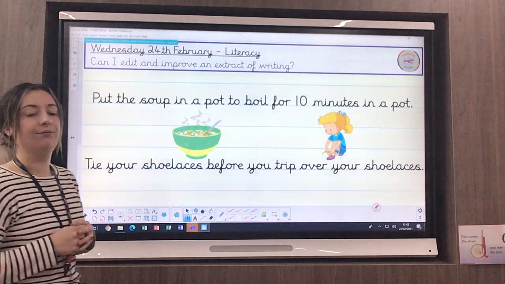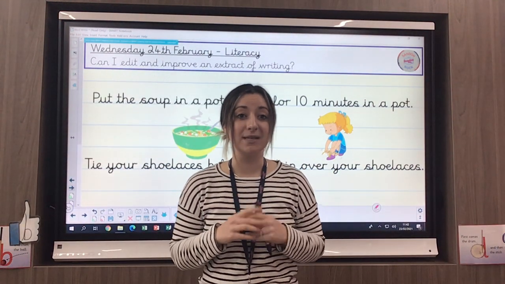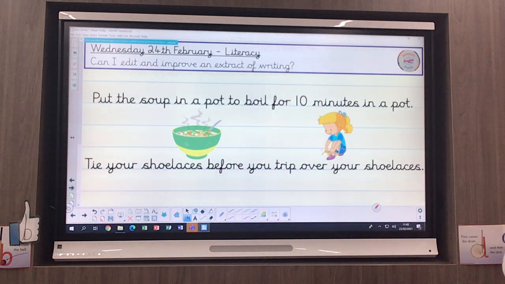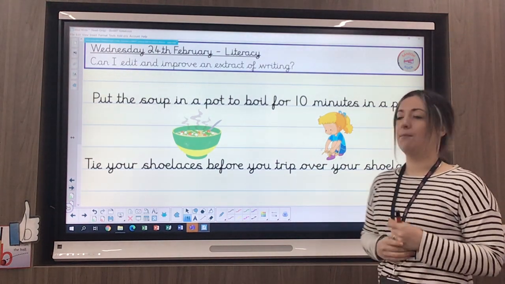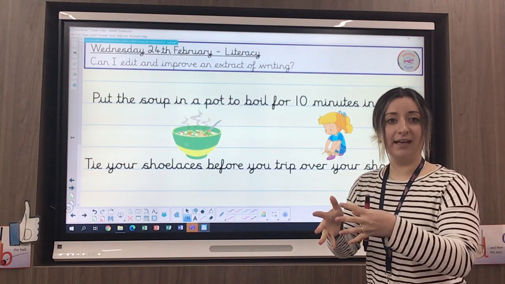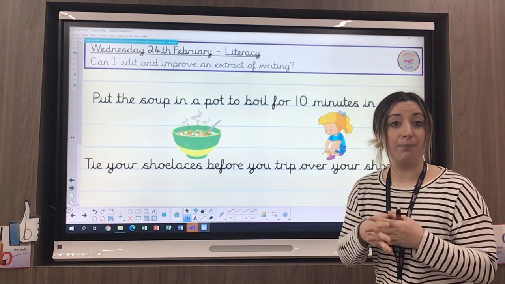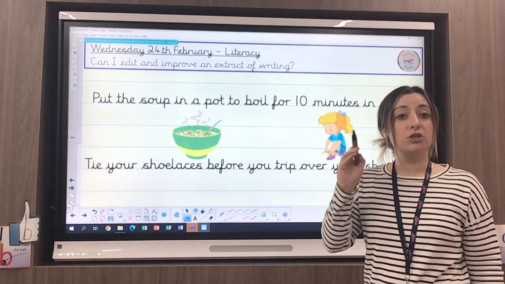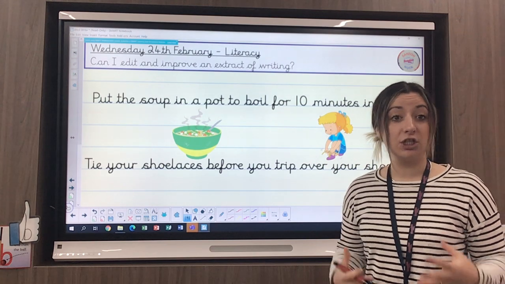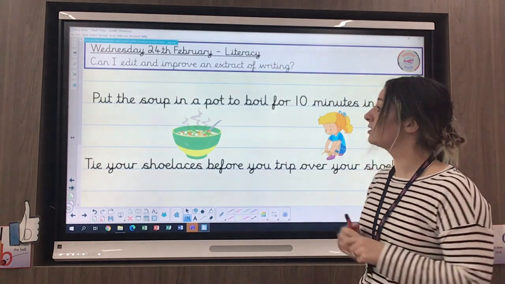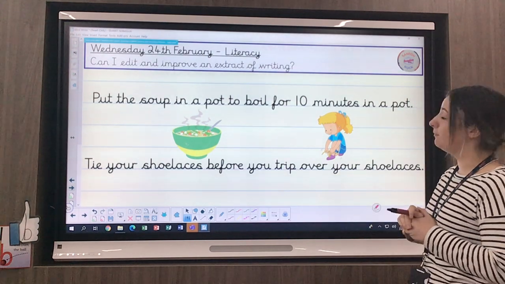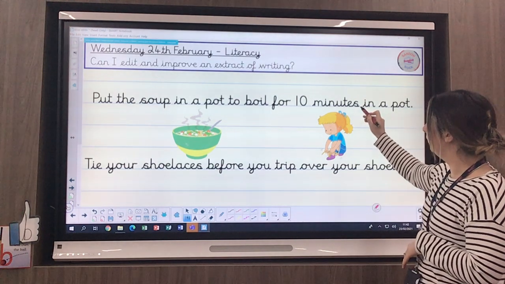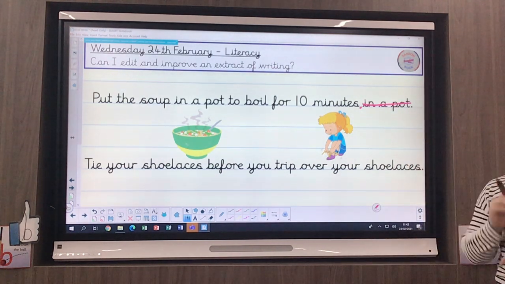Okay, so I've got two more here for you that I want you to have a look at home and see if you can spot my mistakes. Put the soup in a pot to boil for 10 minutes in a pot. Okay, so I'm putting the soup in a pot to boil for 10 minutes in a pot. Well, I know I've got to put it in a pot because I've already said it, haven't I? I've already said it at the start of my sentence. So actually, all I'm going to do is cross out those unnecessary words, and this is something you'll be doing today in your workbooks. So put the soup in a pot to boil for 10 minutes. Stop there. We don't need to say in a pot again. So let's just put a full stop where it needs to go and cross out the unnecessary words that I don't need.